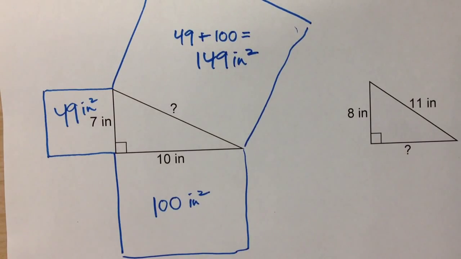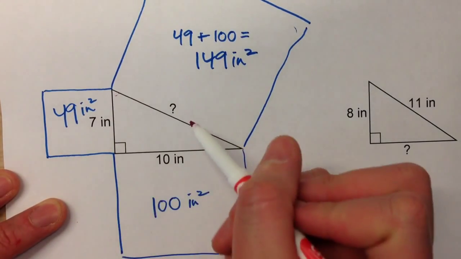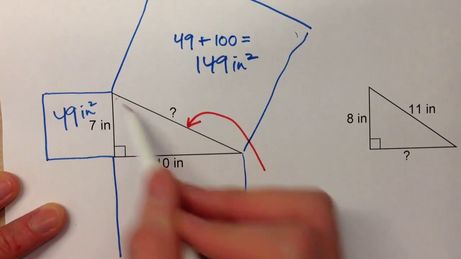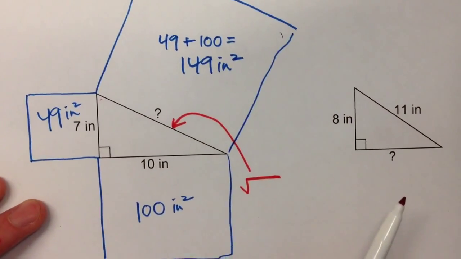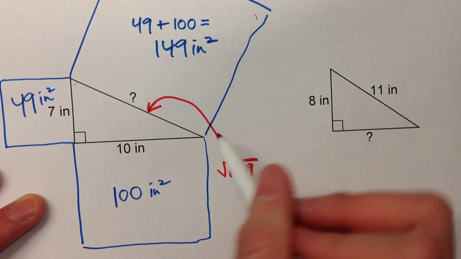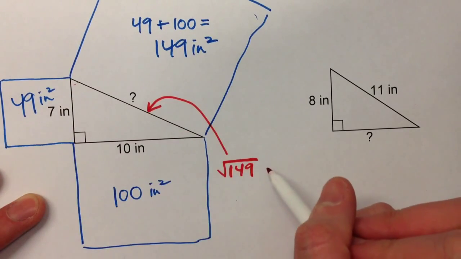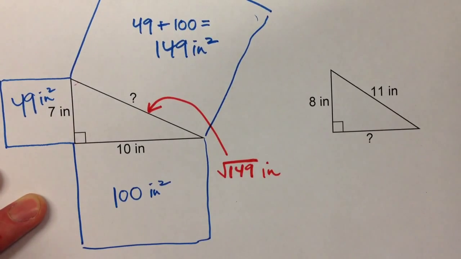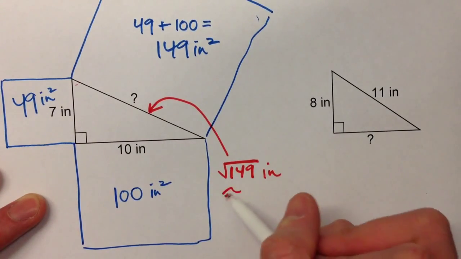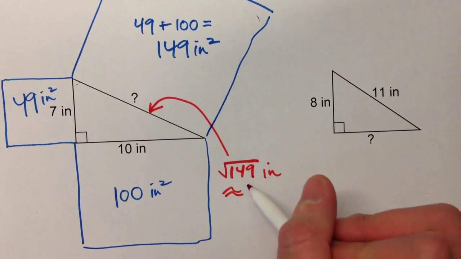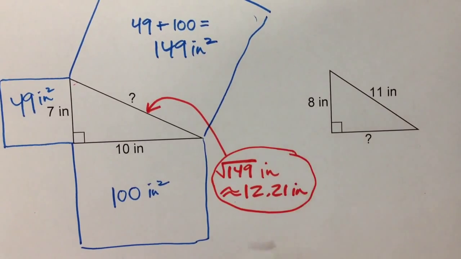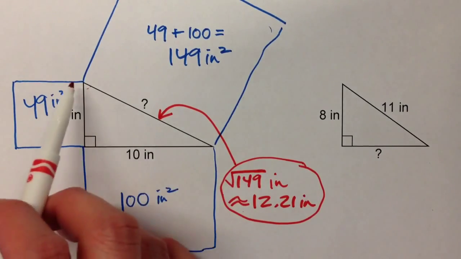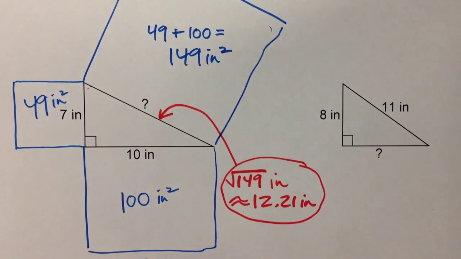Now, we want to find the side length of this side. This is a side of this square, so it is the square root of the square's area, 149. So the exact length of this line is the square root of 149 inches. If we want the approximate value, we can put it in our calculator and get approximately 12.21 inches. And those are the two answers you were going to give for the length of that line. The exact value, the square root of 149 inches, and the approximate value, about 12.21 inches.